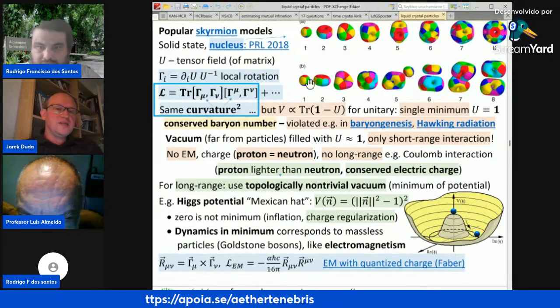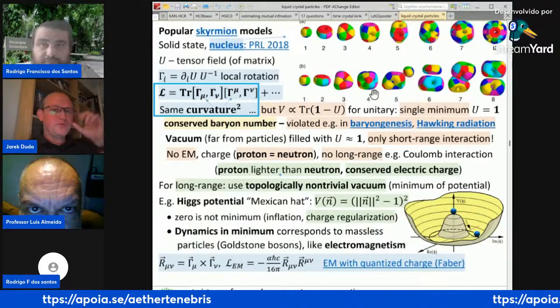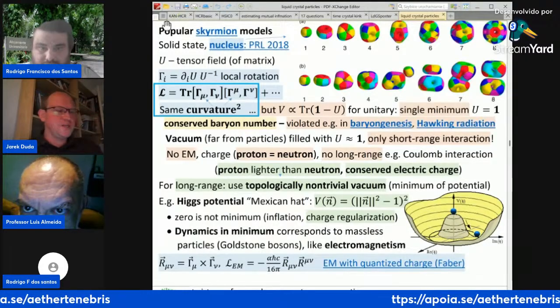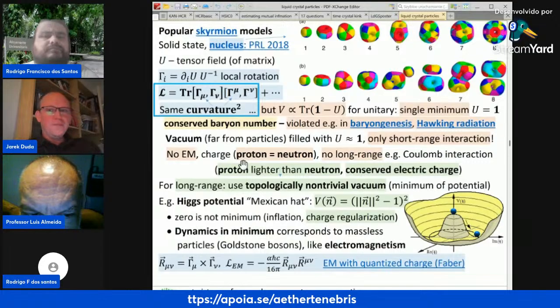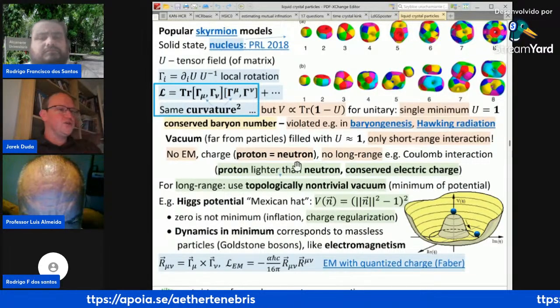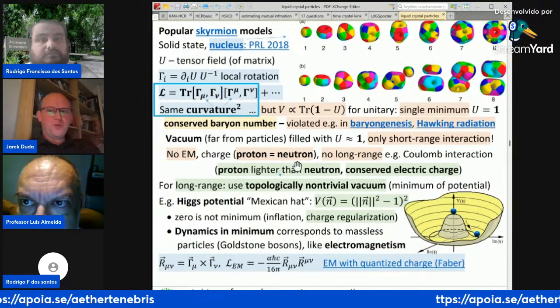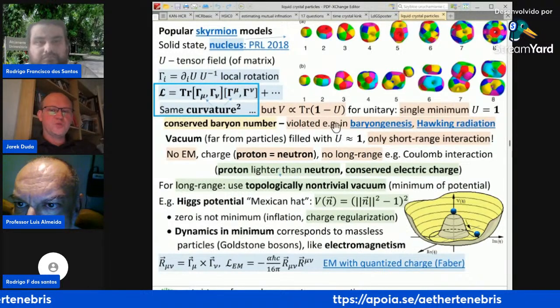Okay, so there are these popular Skyrmion models. They are quite similar, but with different interpretations. They interpret the topological charge as baryon number instead of electric charge, and they have only short-range interaction. They don't have electromagnetism. And there are many problems with this approach.